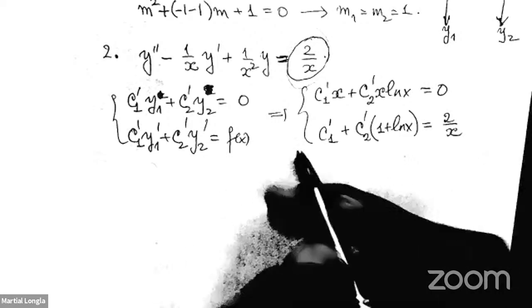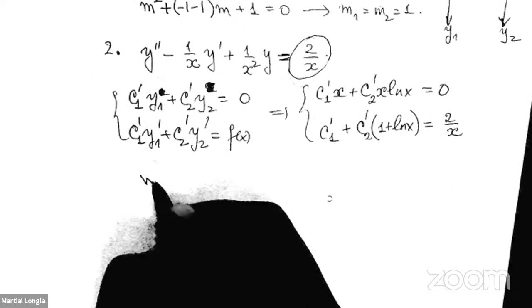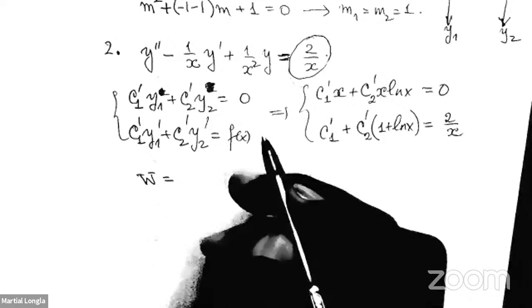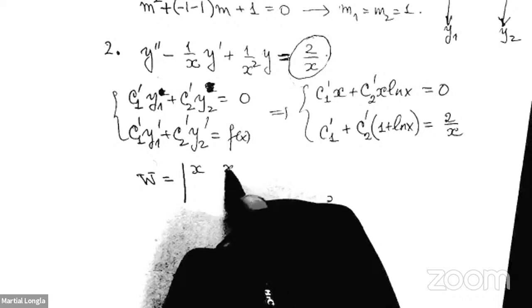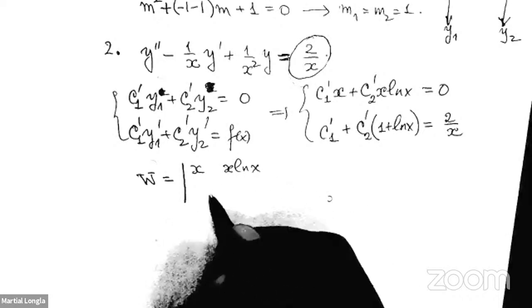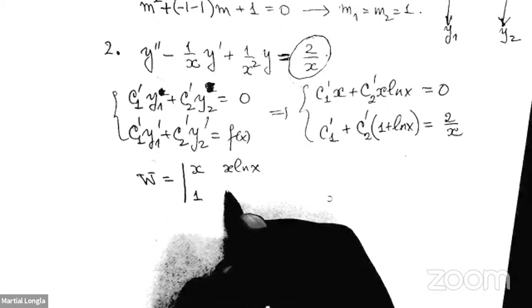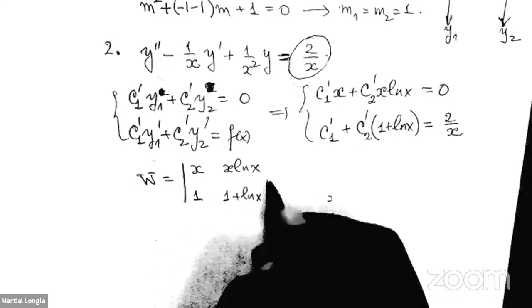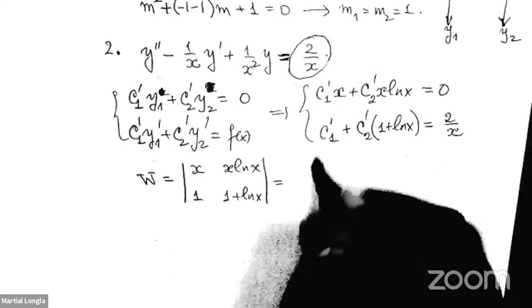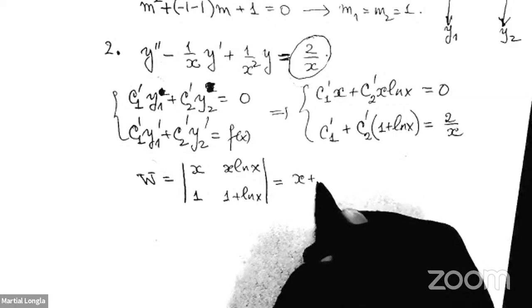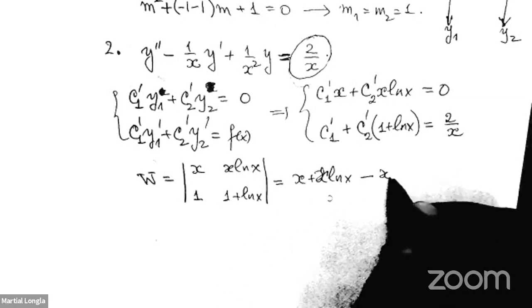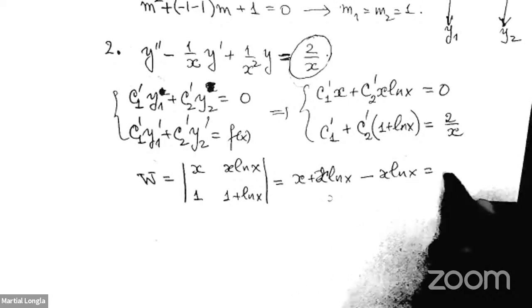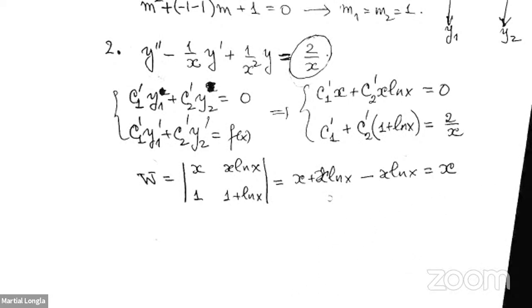And so for this problem, right away, the solution is obvious here. W, right, the functions x natural log of x, 1 plus natural log of x. So that's the Wronskian. You multiply, that's x plus x natural log of x minus x natural log of x. So the Wronskian is equal to x.